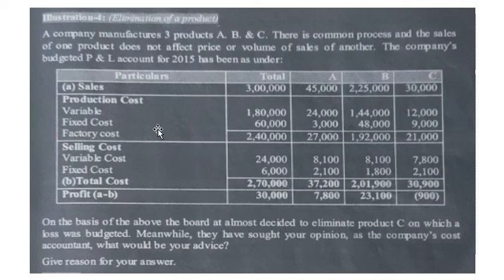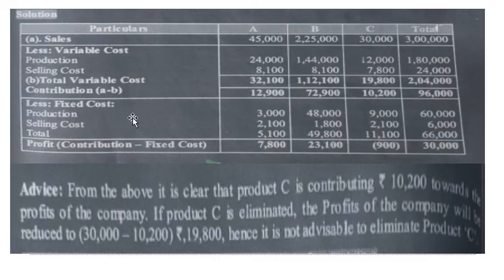The variable cost for A is 24,000, and under selling cost the variable cost is 8,100. So 24,000 plus 8,100 will give you 32,100. From 45,000 you will minus your total variable cost 32,100, which will give you your contribution of 12,900.